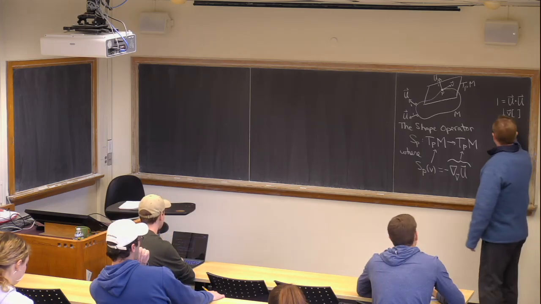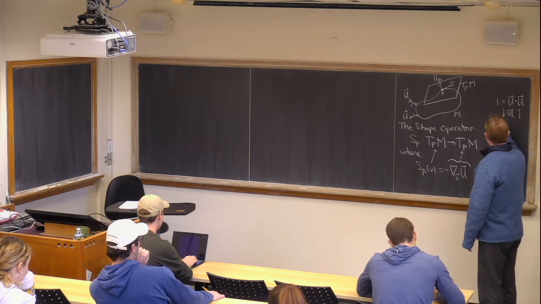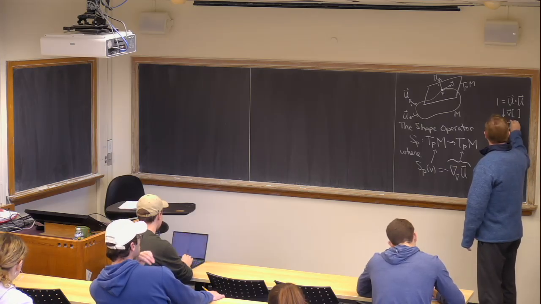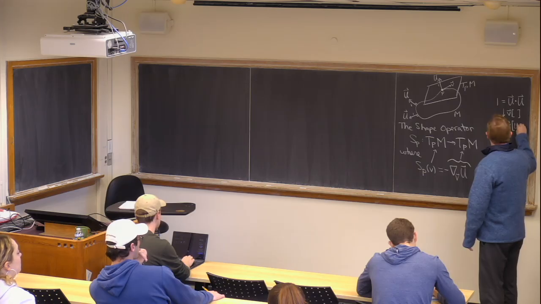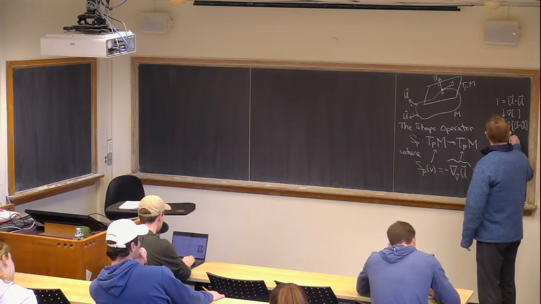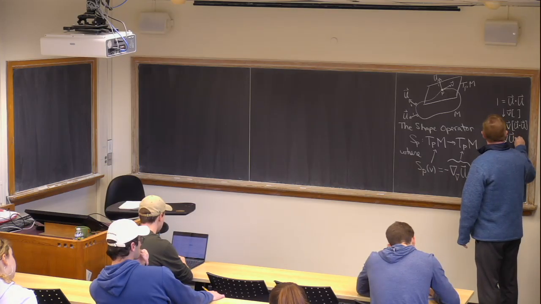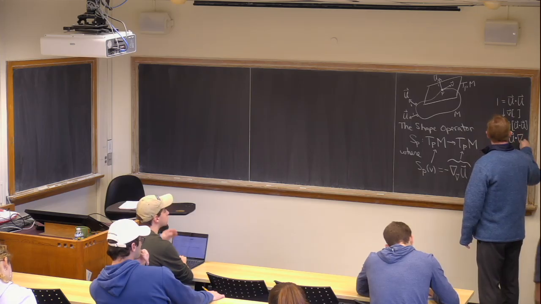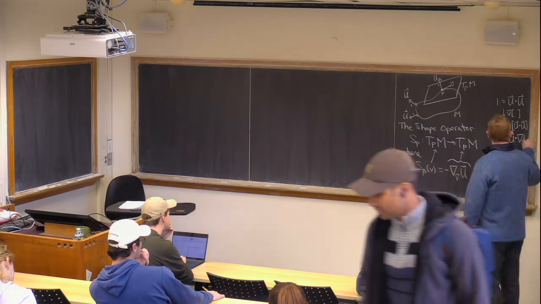Then if you take the directional derivative of both sides, you get, well, the derivative of 1 is 0. And then you take the directional derivative of U dot U. And then by the product rule, this is equal to twice U dot the covariant derivative in the direction v of U.